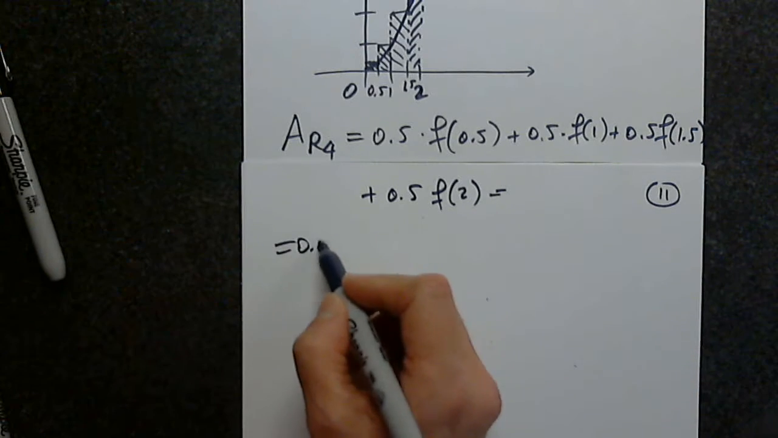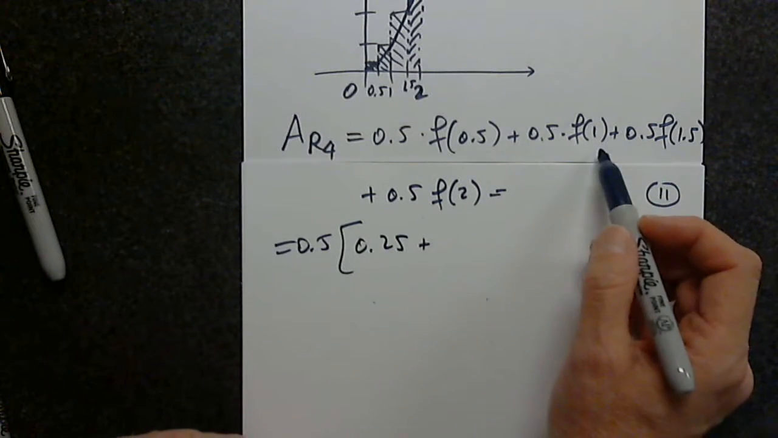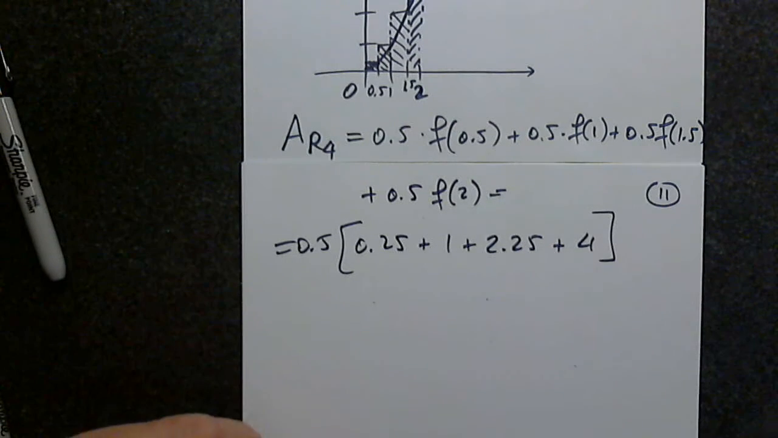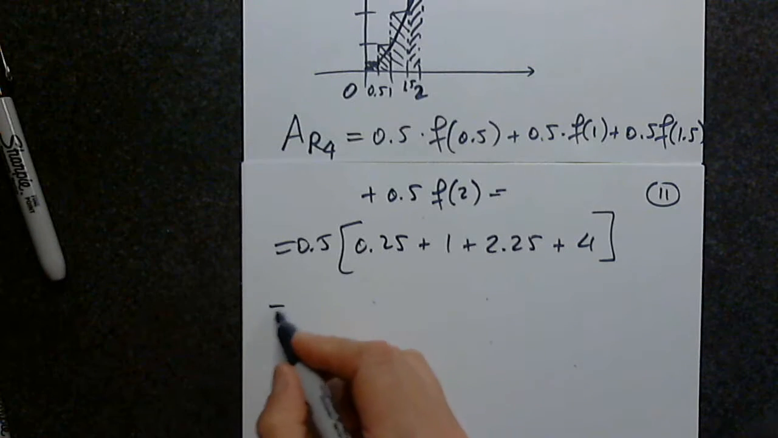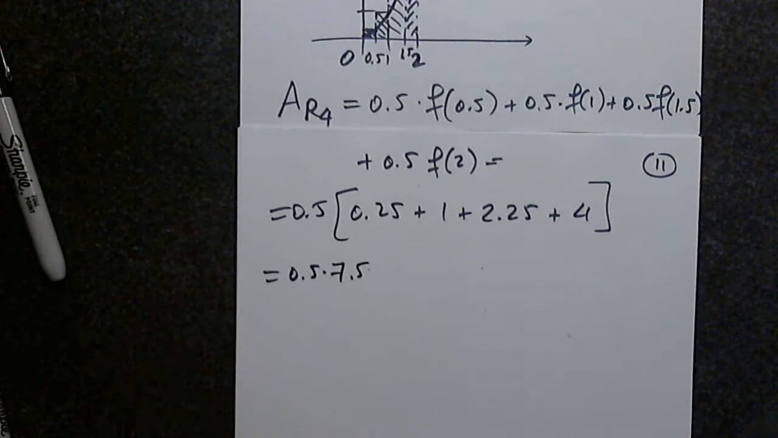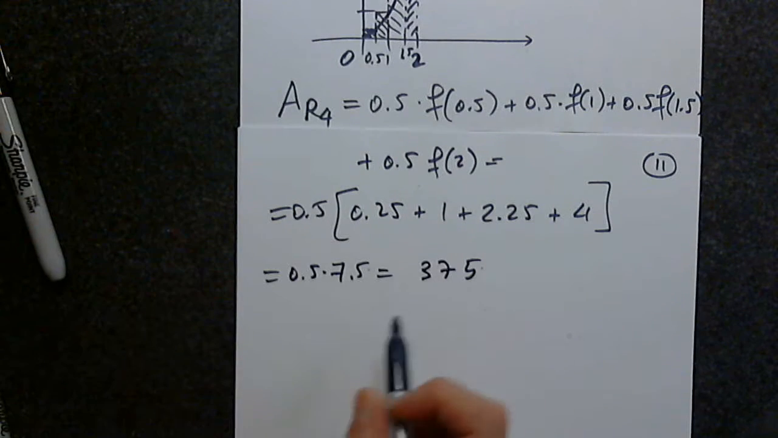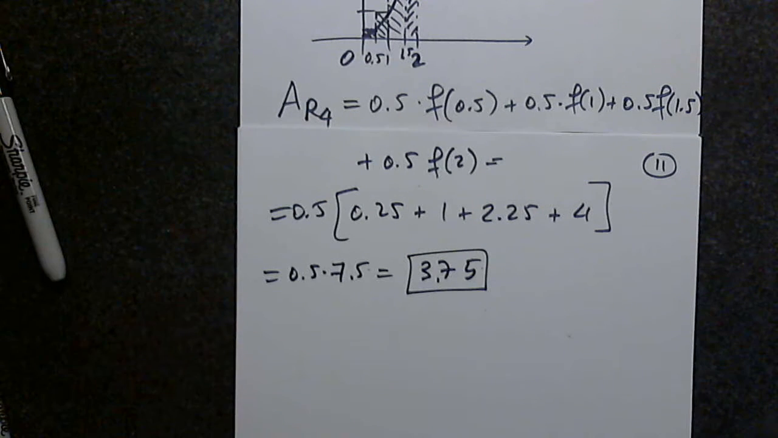I will again pull out 0.5. f of 0.5 is 0.5 squared. f of 1 is 1. f of 1.5 is 2.25, and f of 2 is 4. I add those up. So 2.5 plus 5, 7.5. Correct me if I'm wrong. I multiply 3.75, with 2 decimal digits. This is the area, which is the upper bound, an overestimate of the exact area.